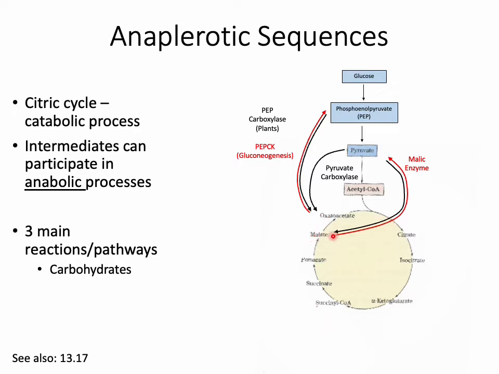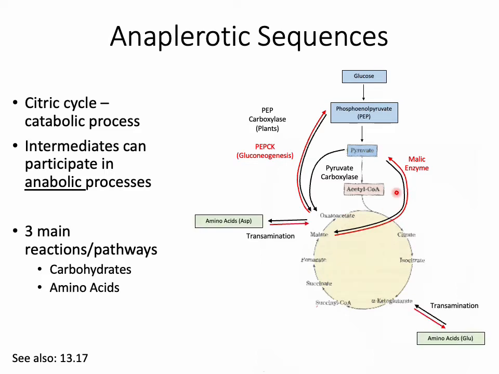Conversely, malate over here can also be converted directly into pyruvate through the malic enzyme. This provides a second route through which the intermediates of our citric acid cycle can be used as precursors for biosynthesis. Conversely, some of these pathways can be easily reversed to replenish our citric acid cycle intermediates which might have been removed for other processes as well.